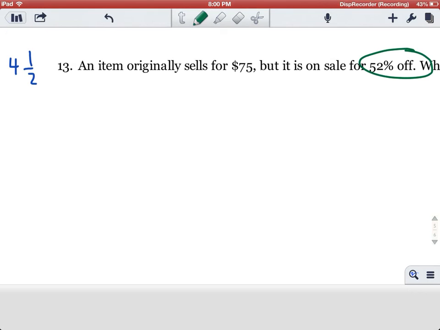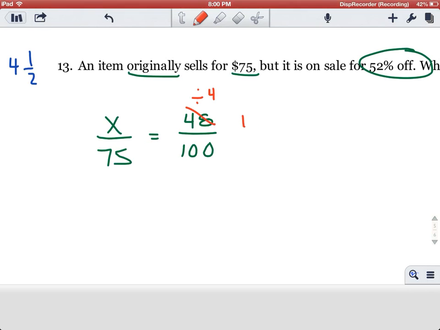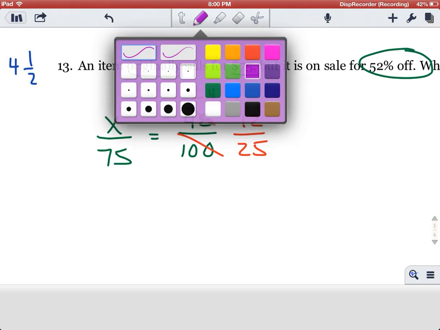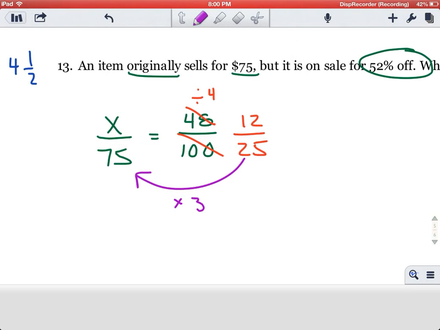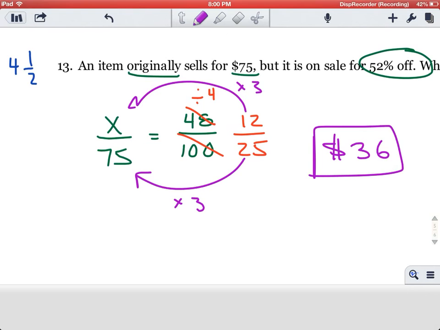$52 off. 75 is the original price. Therefore, x over 75, 48% on. Divide both of these by 4. We'll get 12 over 25. So we can simply multiply by 3 and get $36.